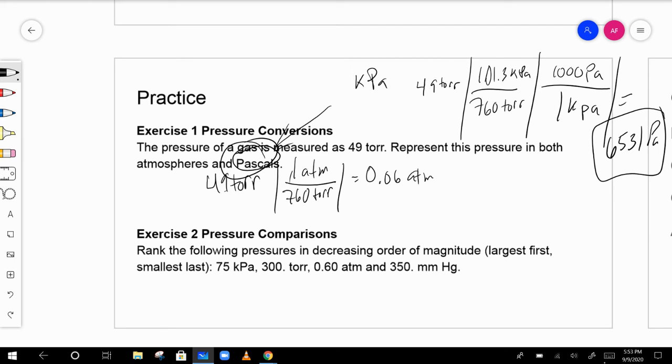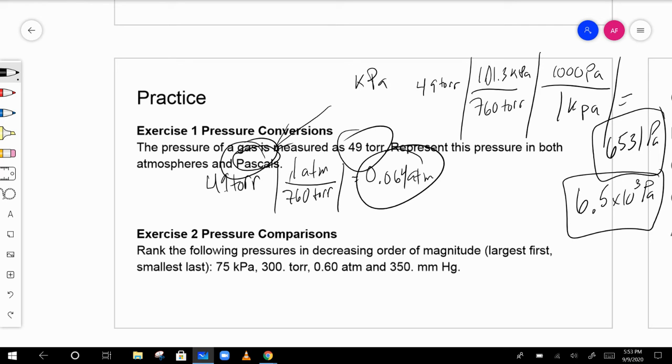You can put it in scientific notation if you really want to be right: 6.5 times 10 to the third. And 2 sig figs. So this should really be 0.064, or 6.4 times 10 to the negative 2.